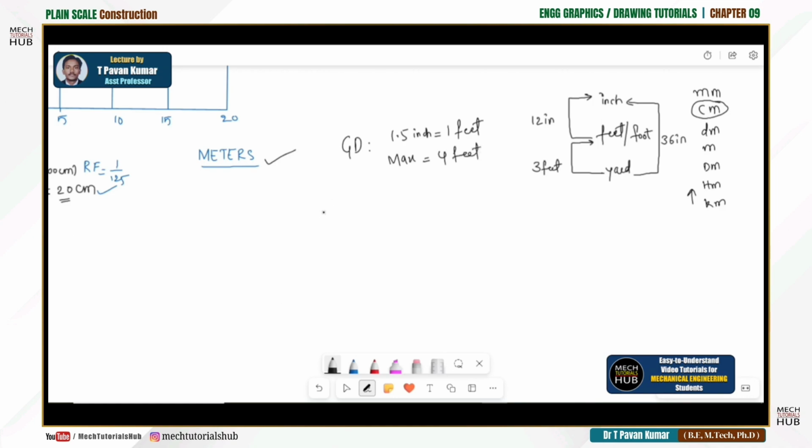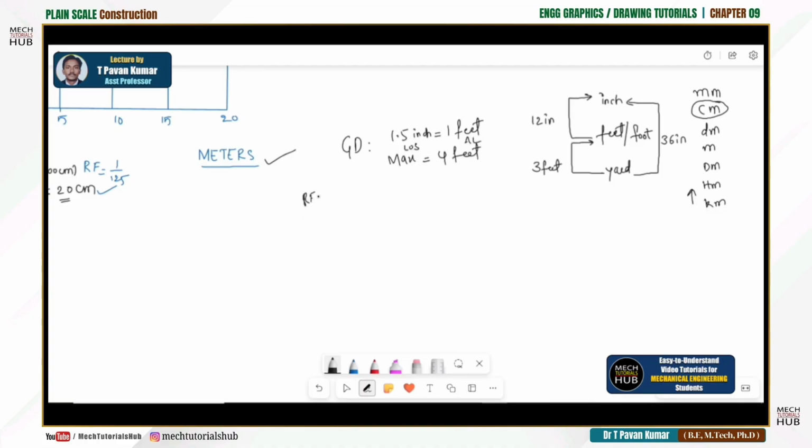Now we need to calculate RF first. We need to take everything into one unit so that it cancels and becomes unitless. Accordingly, we can find the length of the scale. This 1.5 inch is what? Length of the scale. Length of scale is 1.5. This is the actual length. That is the formula, no?